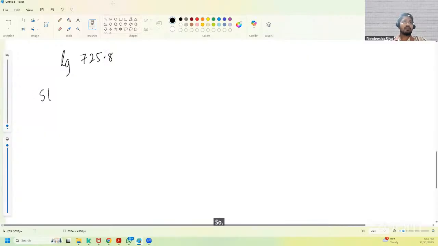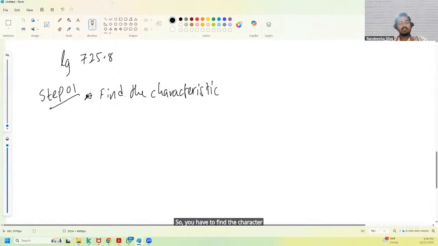Step one: find the characteristic. The number 725.8 has three digits in the whole part. So what is the characteristic? Three digits in the whole part, 3 minus 1 is 2.